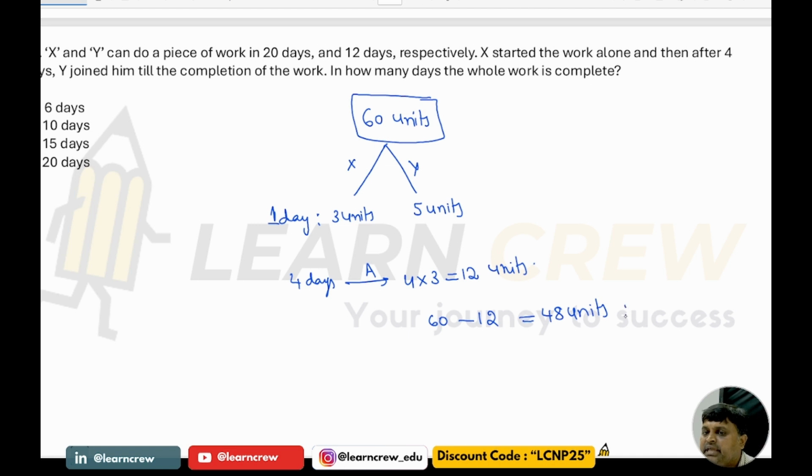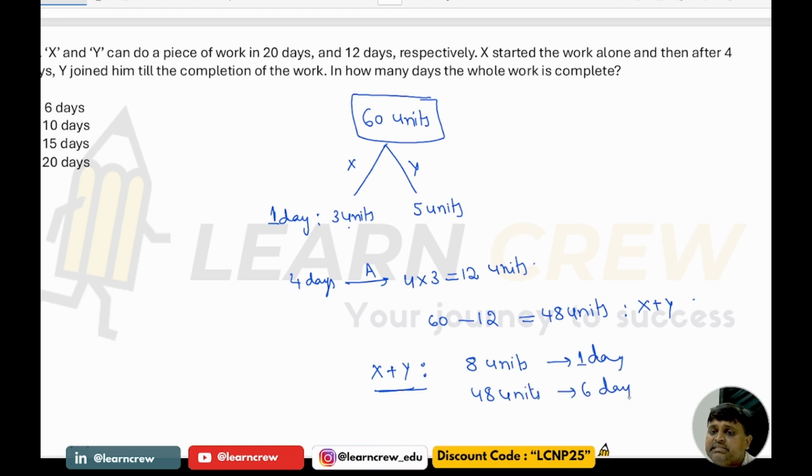The remaining work is done by both X and Y. In how many days is the whole work completed? So X and Y's capacity together is how much? X and Y together can complete 3 plus 5, 8 units in one day. So X plus Y can complete the remaining 48 units in 6 days.